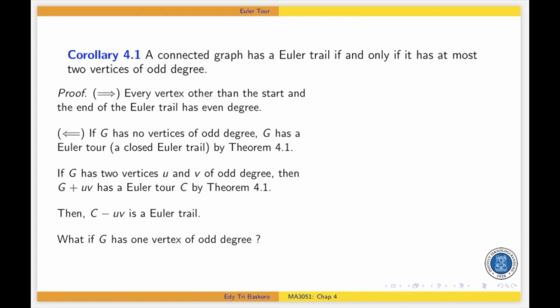Now, what if G has one vertex of odd degree? Of course, that is not possible, by the handshaking lemma.